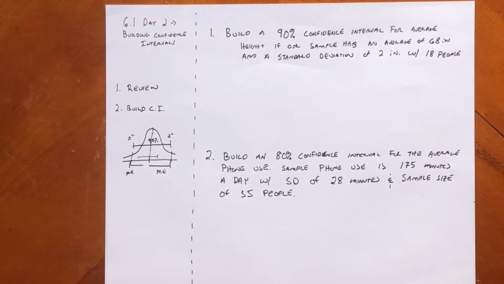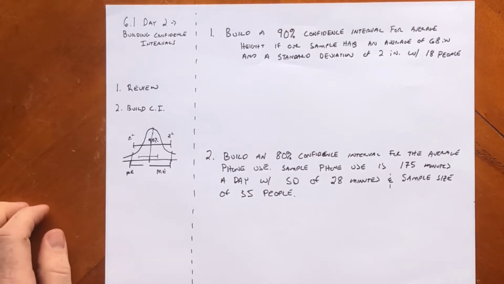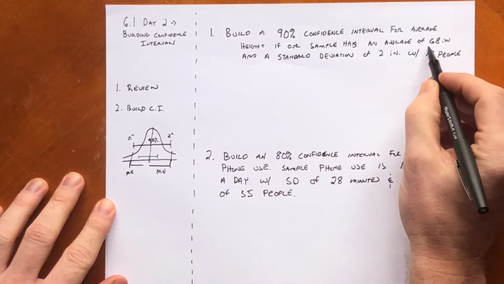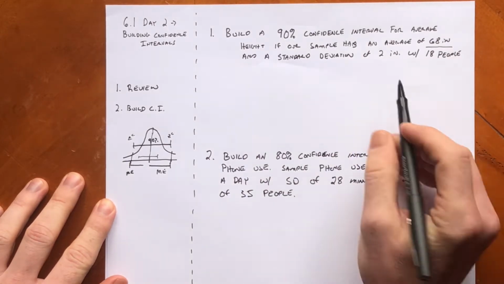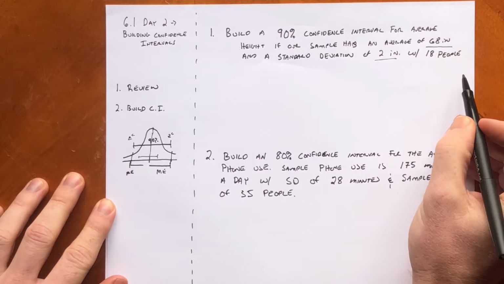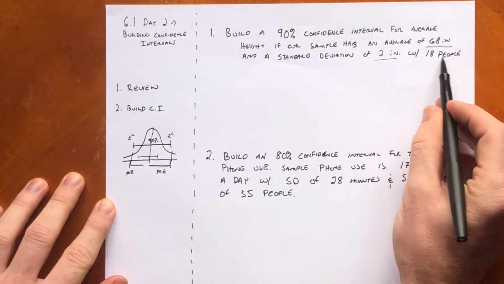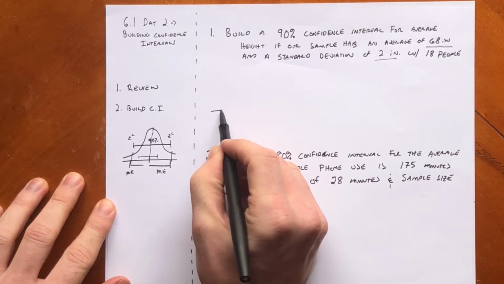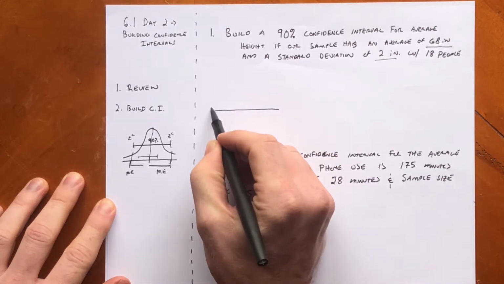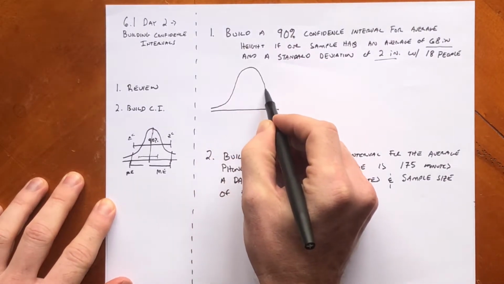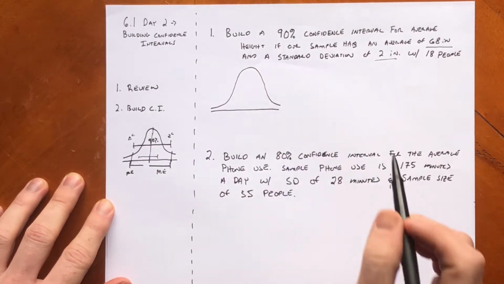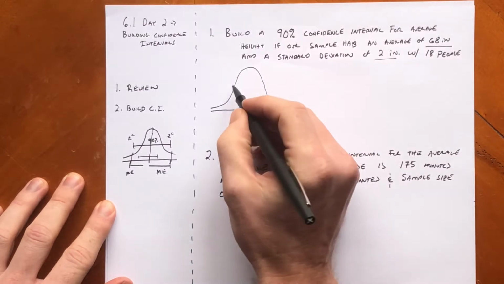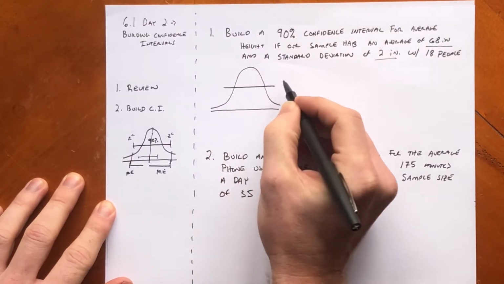Okay, so example 1, build a 90% confidence interval for the average height if our sample has an average height of 68 and a standard deviation of 2. If we have 18 people in our sample. So 18 people in the sample, what I would do here is I would draw a curve, right? Our little normal curve, because all these means are going to be normally distributed, and it's going to be 18. So we want to find a 90% confidence interval.